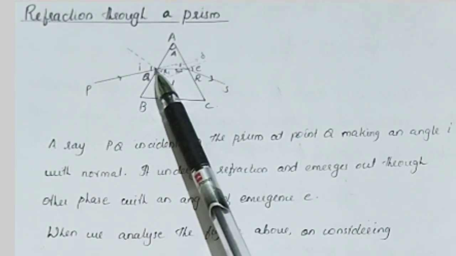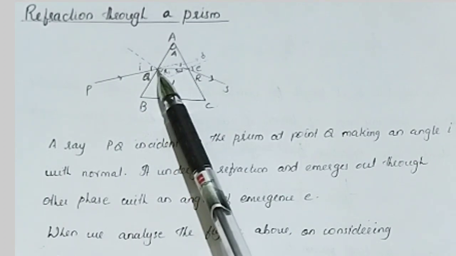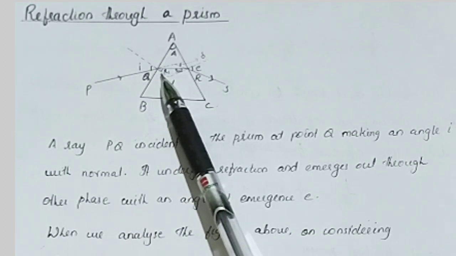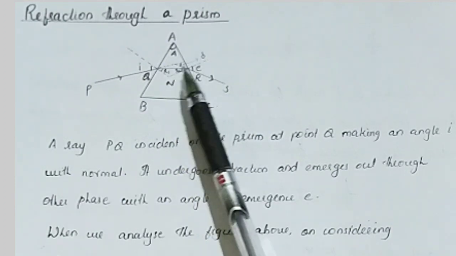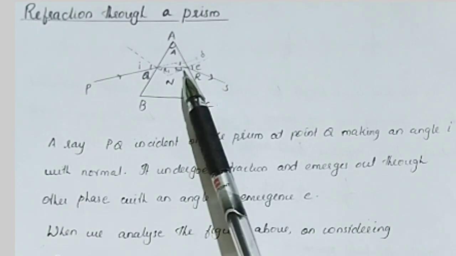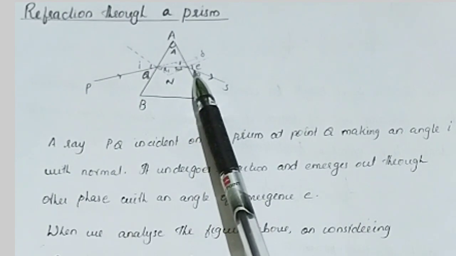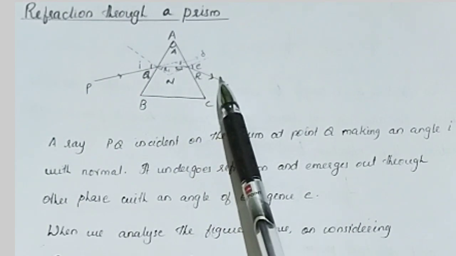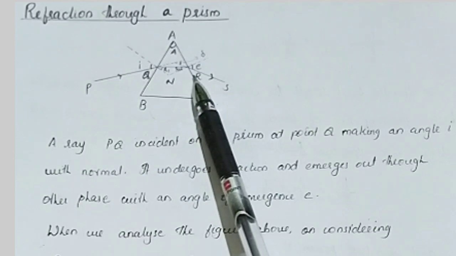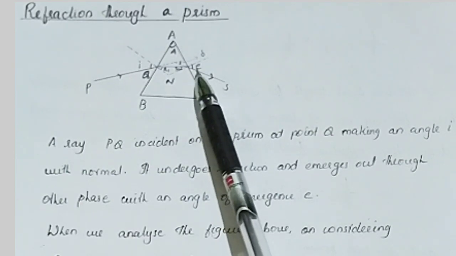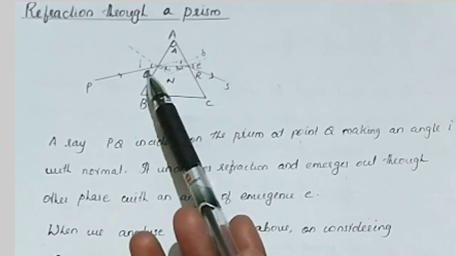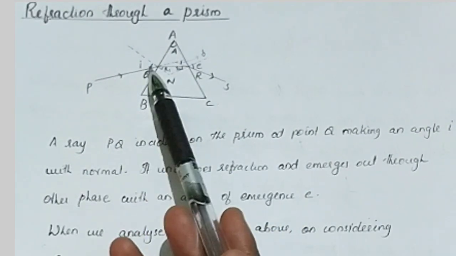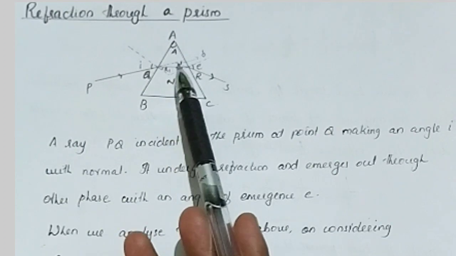After entering the prism, the light ray undergoes refraction with an angle of refraction R1, and on the other face AC, the light ray again undergoes refraction and emerges out of the prism with an angle of emergence E.